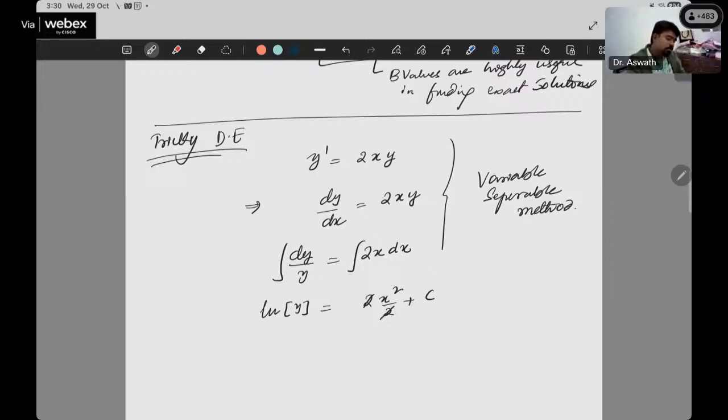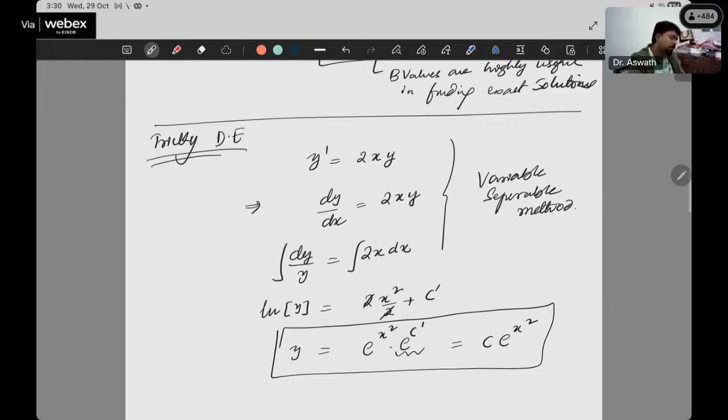So the 2 gets cancelled, and what I am left with is x square plus some c. Instead of saying c, I'll say c prime. Why c prime? When I send the log to the other side, y is equal to exponential x square into exponential c prime. I will call exponential c prime as some c. Now you see, y is c into exponential x square.